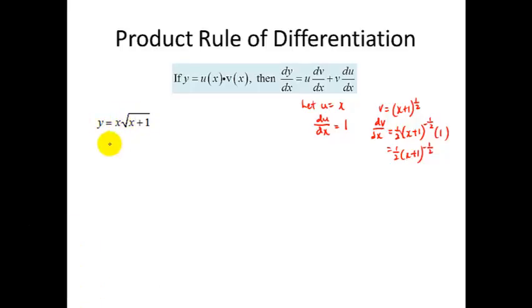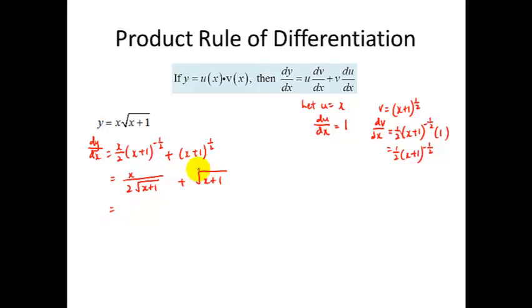Now we go and use the product rule formula. dy/dx is u times dv/dx plus v times du/dx. Now let me tidy this up a little bit. I have power half here and power minus half here. Power half is square root and power minus half is square root but in the denominator.